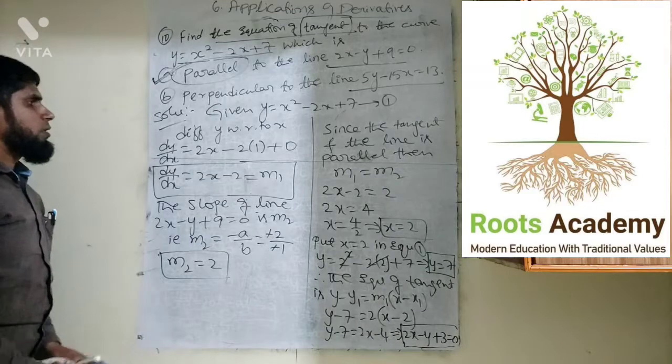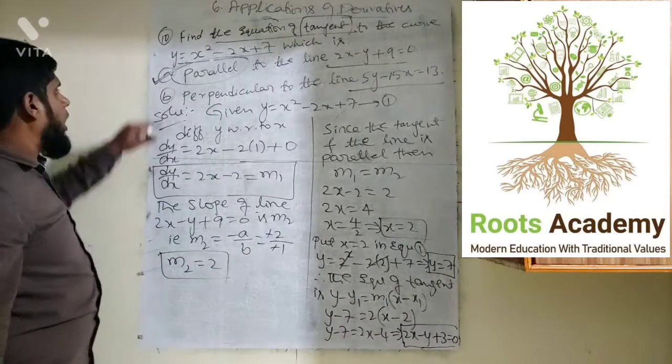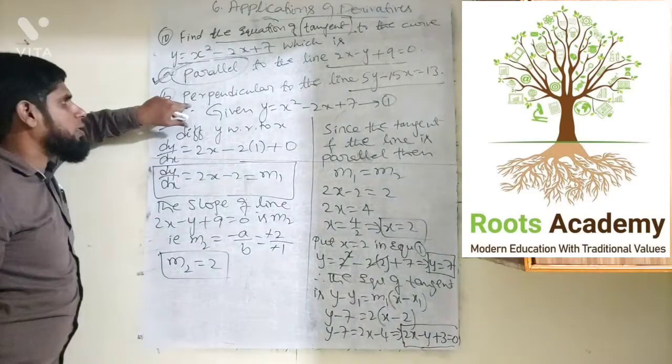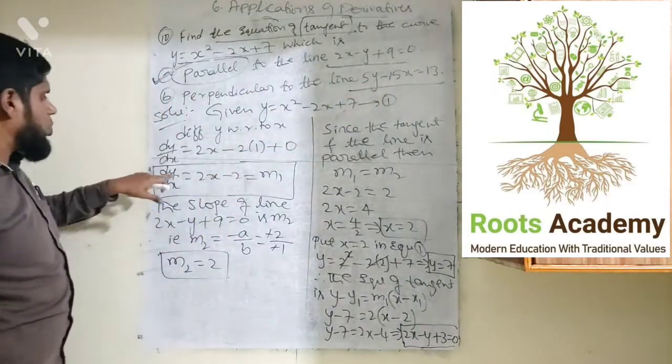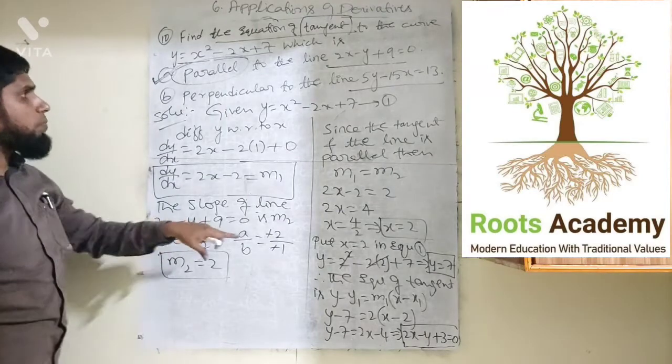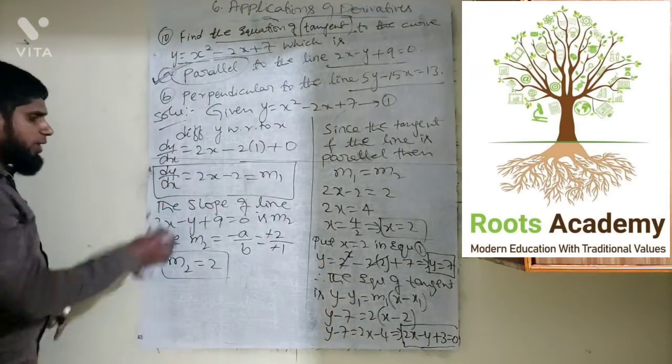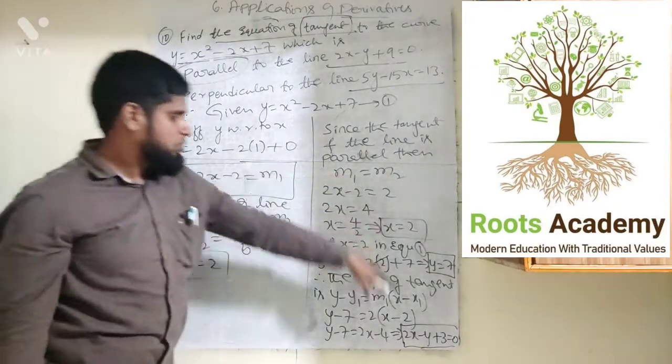Now the second condition. Here it says that the tangent is perpendicular to this particular line. So anyhow, I need the slope of the tangent as well as the slope of the line. So I'm erasing from here till the end.